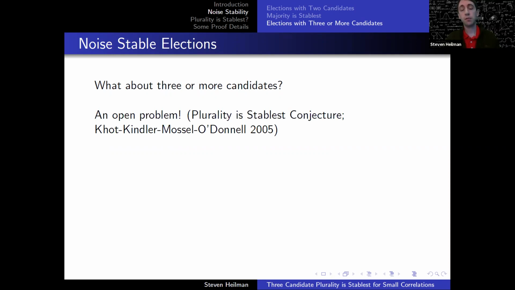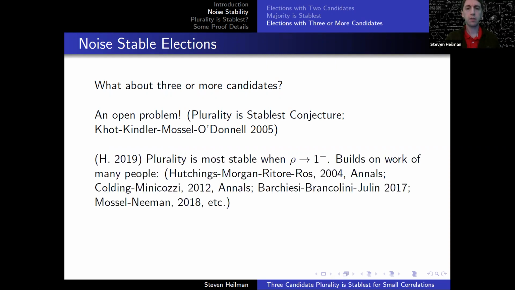So this would be called the Plurality is Stablest conjecture from, I guess, about 2004 or 2005. So that's what I'm going to talk a little about today. And so once again, skipping over a lot of really nice work of a lot of really nice people.